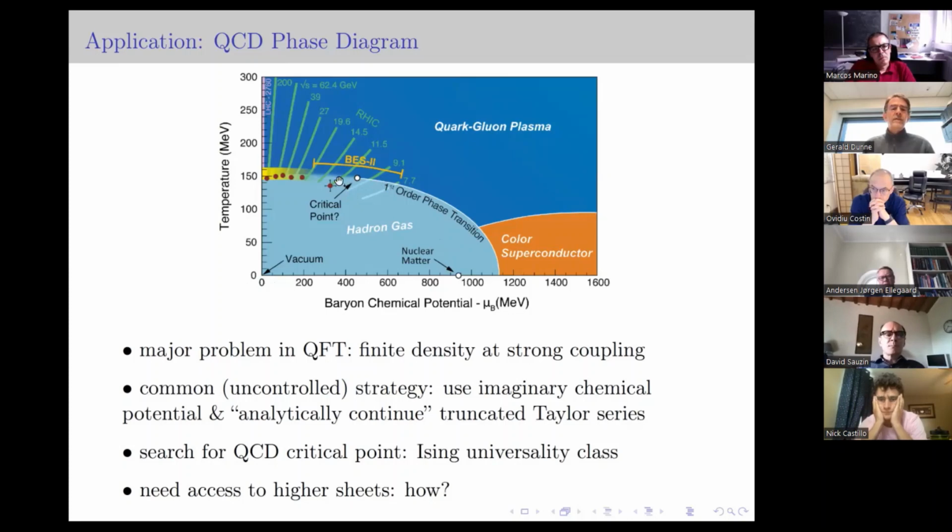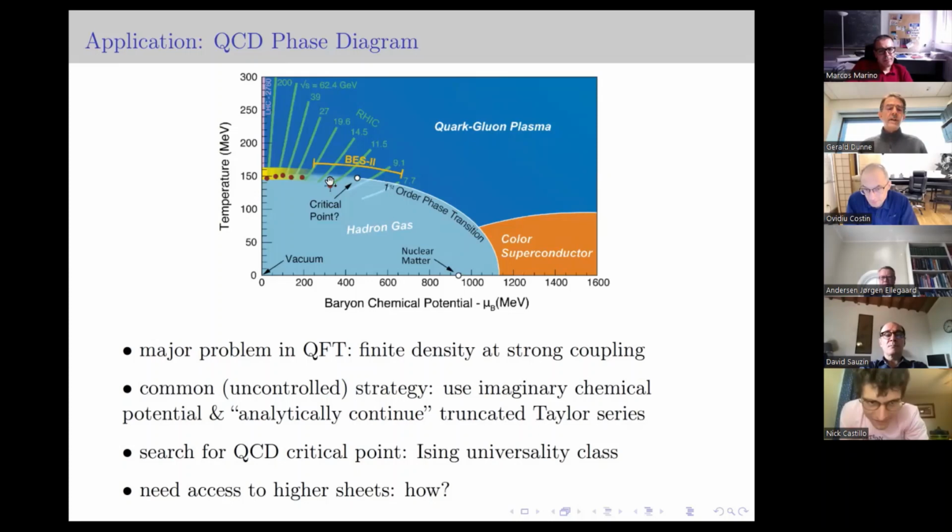And also this proposed critical point in the phase diagram, which is the subject of a lot of experimental investigation using heavy ion collisions. And we know embarrassingly little about this phase diagram experimentally, but also theoretically. And one of the most common theoretical strategies is to make a completely uncontrolled approximation, which is to use an imaginary chemical potential rather than the real chemical potential, generate a few terms in an expansion, and simply analytically continue by changing mu squared back to minus mu squared. So, extremely primitive approach, but that's the best people can do at present.